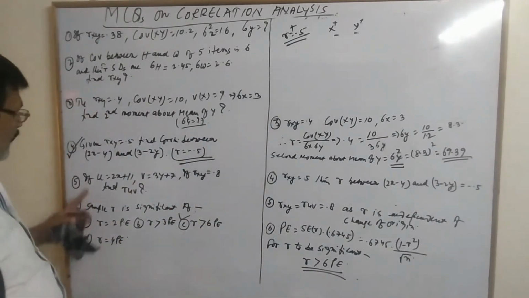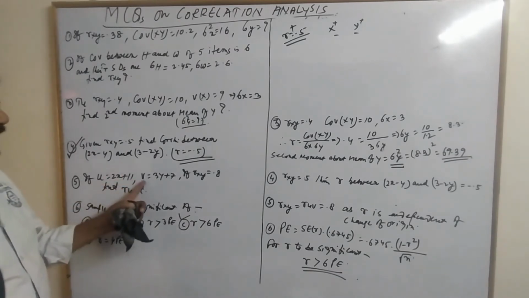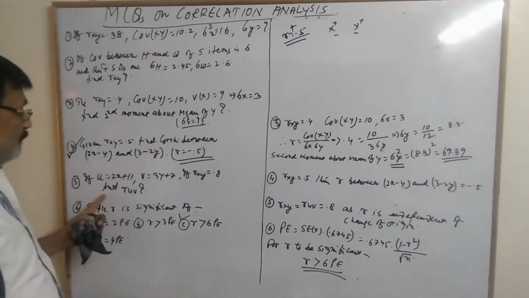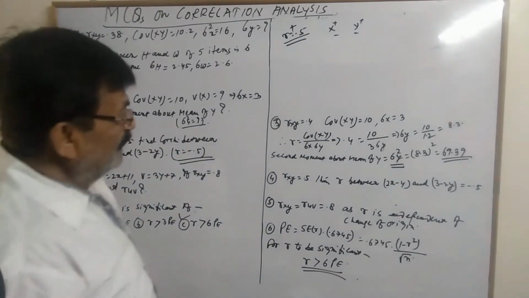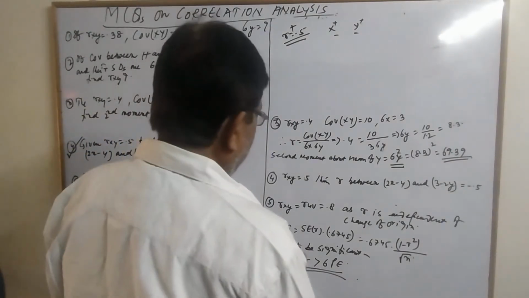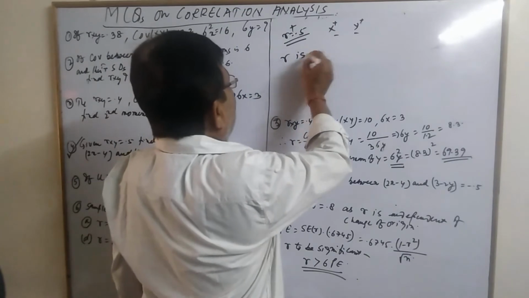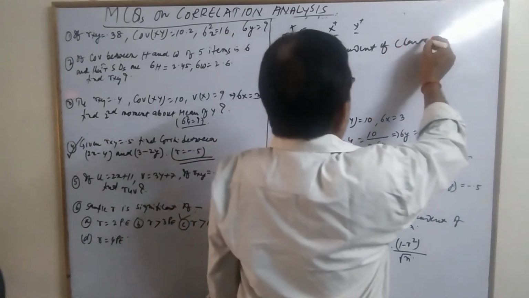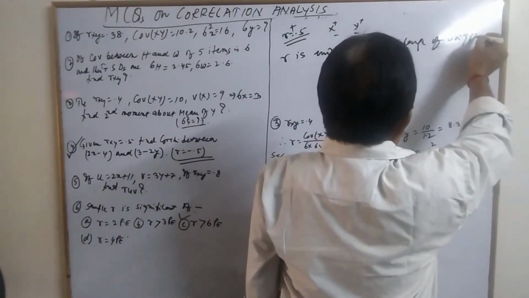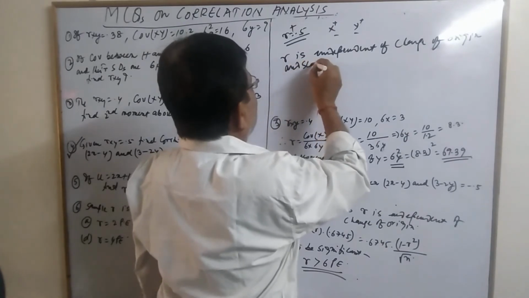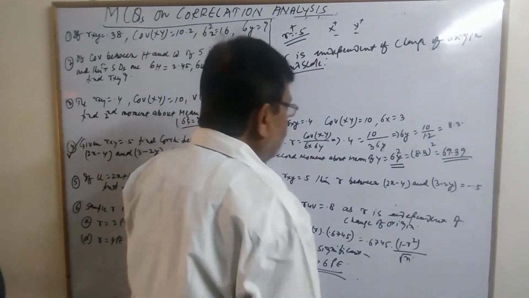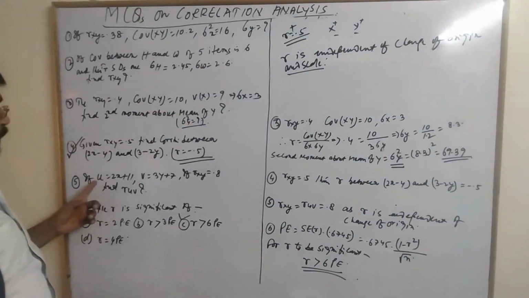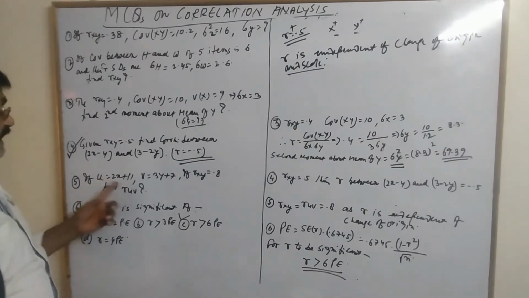Number 5. If U is 2x plus 1 and V is 3y plus 7, if Rxy is 0.8, find RUV. This is based on one of the properties of correlation coefficient, that R is independent of change of origin and scale. In this particular sum, only origin had been changed, because U is 2x plus 1. So this is the change of origin.